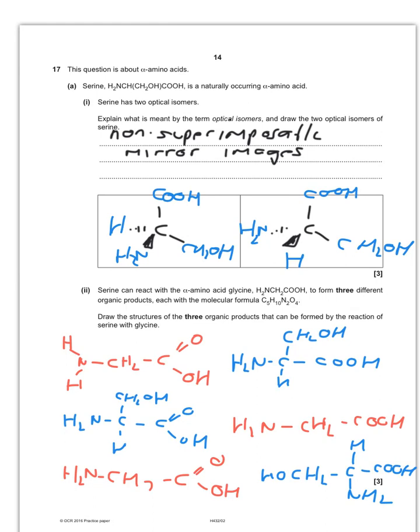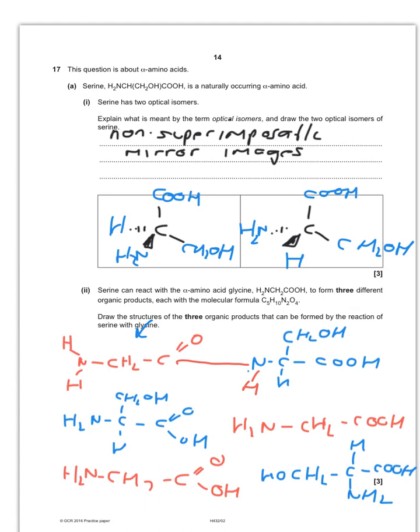Right, so serine can react with the amino acid glycine to form 3 different products. What are those products? So I've drawn the different ways we do it. So first of all, here I have got glycine, and I've drawn serine next to it in a different colour. So the first thing it can do is form, of course, a dipeptide. And in order to do that, it's going to get rid of that, and then you will form a new bond like so, NH like so.